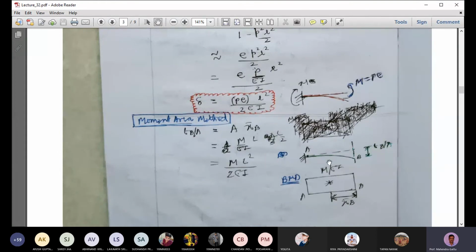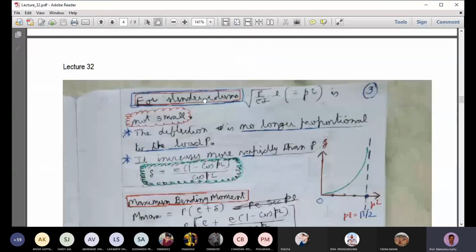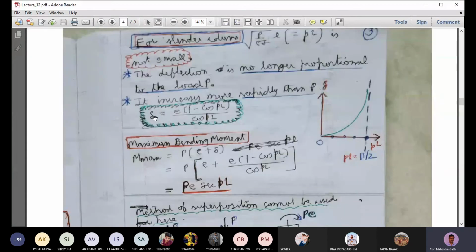So this was a first order analysis here. Whatever we have done in the moment area method, all that was first order. So let's continue with the standard column. In the standard column, square root of P by EI times L, which is small PL, is not negligible. First thing we'll do, we have this expression for delta: deflection of the free end is e into 1 minus cos PL by cos PL.